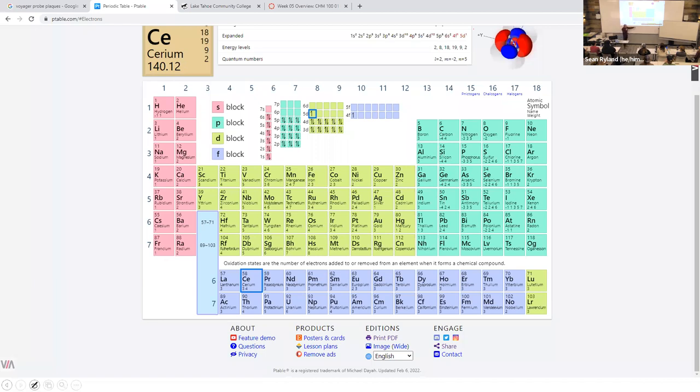So with that in mind, instead of following the rules here, copper actually breaks the rules and it steals one of the 4s electrons because then it can actually fill this up all the way. So copper's electron configuration is actually not what we would expect. It looks like that, 4s1, 3d10.